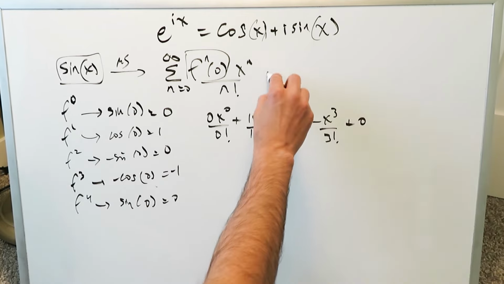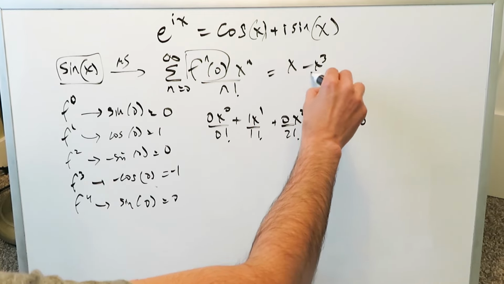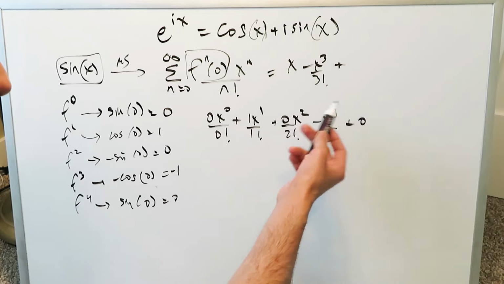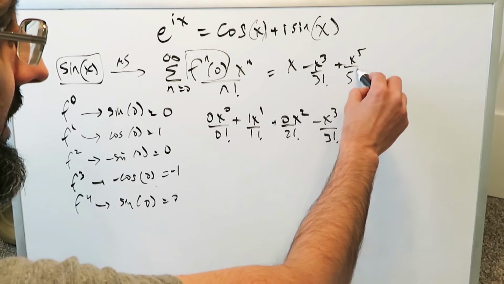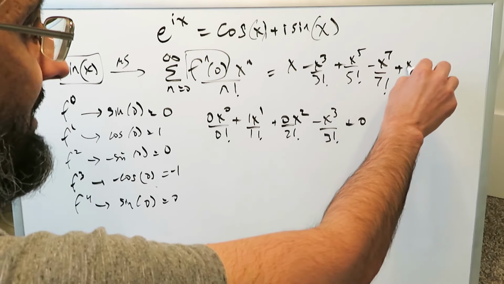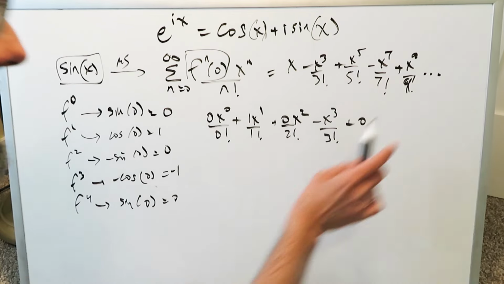When you clean this up, what are you getting? You're getting here an x, then minus x cube over 3 factorial. You add more, the pattern becomes clear because I've shown this all in previous videos: x to the 5 over 5 factorial minus x to the 7 over 7 factorial plus x to the 9 over 9 factorial, on, and you know all of that.